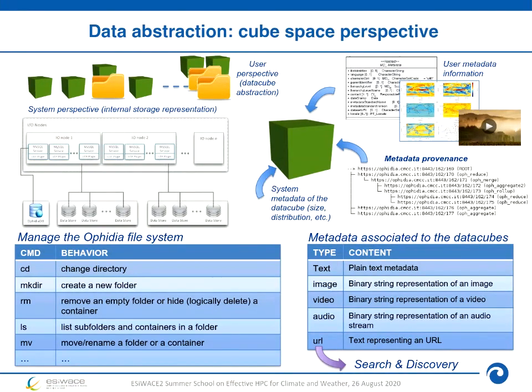Ophidia implements also a virtual cube space, similar to a file system, so that data cubes can be organized in folders. And it provides also a set of features for managing the user cube space, for example, for listing the cubes, deleting them, moving them into different folders, and also to search for them based on metadata values. The framework provides also features to manage data cube provenance by linking each cube to the one from which it has originated.